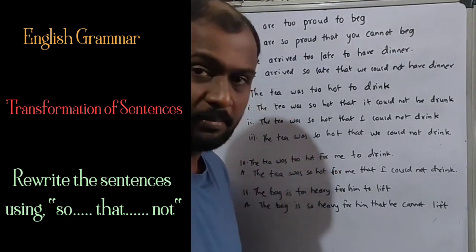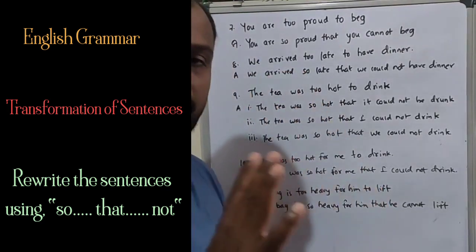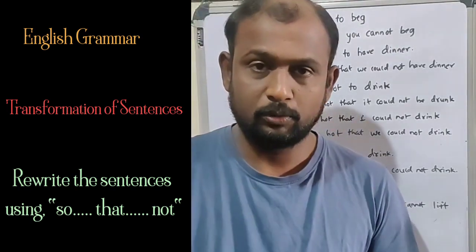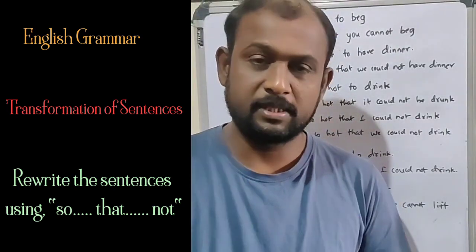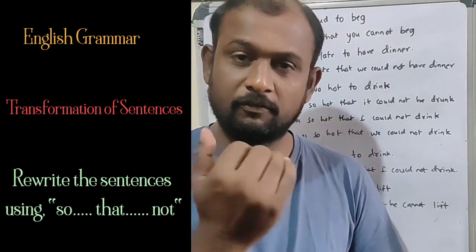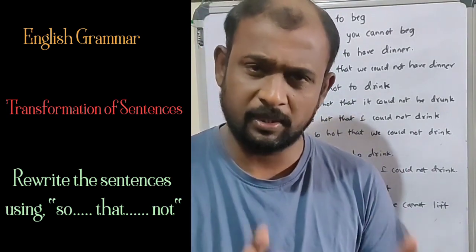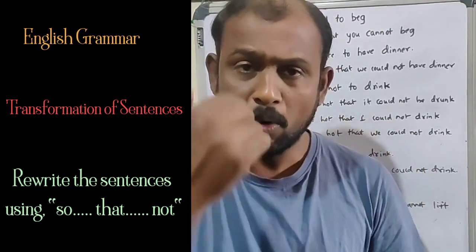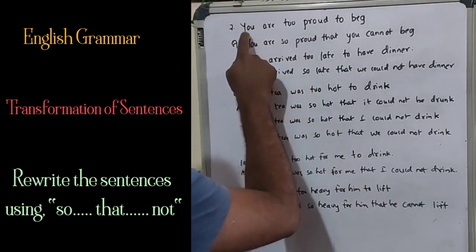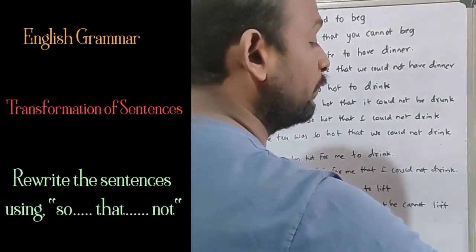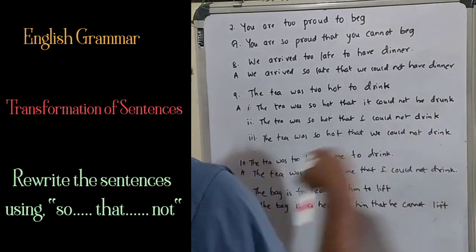Let us see more examples, dear students. See, in the previous part, I told you that in case of present tenses, use cannot, and in case of past tenses, use could not. Okay, same pattern must be followed in all the cases. Look at this. You are too proud to beg.